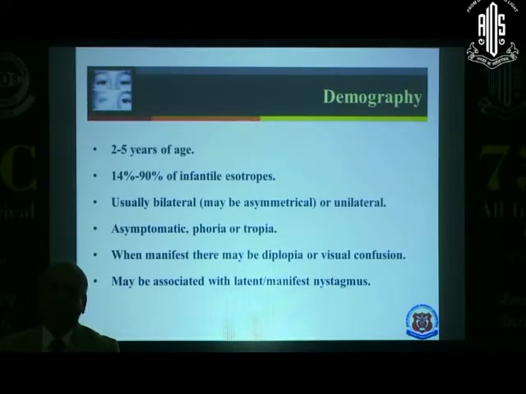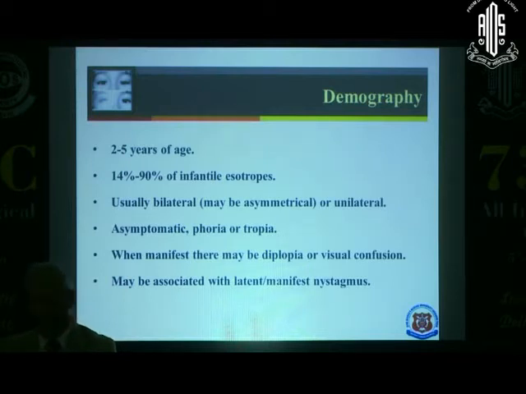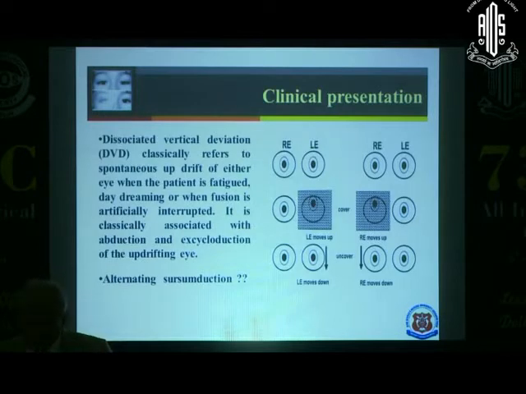Demographically, it usually manifests by the age of 2 to 5 years, and 14 to 90% of infantile esotropes have been reported to have this. It is usually bilateral, maybe asymmetrical, it may be unilateral. It is asymptomatic very often. It may be a phoria or a tropia, and when manifest, there may be symptoms of asthenopia, diplopia, or visual confusion. It may be associated with latent or manifest nystagmus.